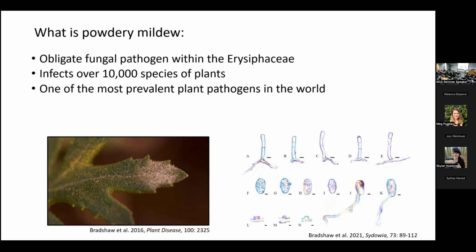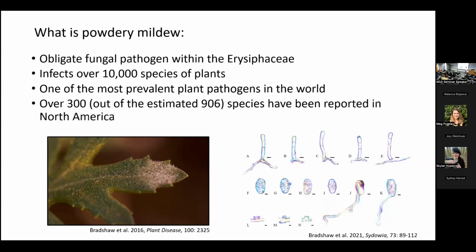Has anyone heard about plant blindness? It's the inability to recognize plants in your environment. You know, you just see green because you don't understand all the different species. So you guys probably don't even notice the powdery mildew, but after today, I'm sure that it'll start showing up in your minds. And it's really common in North America. It really likes our temperate weather, and over 300 out of the estimated 906 species have been reported in North America.